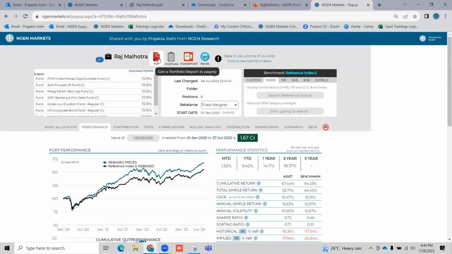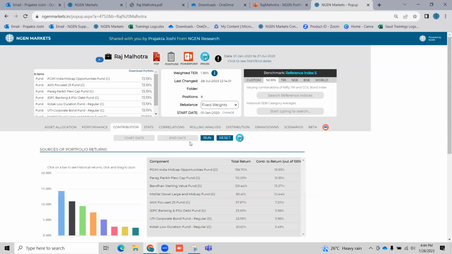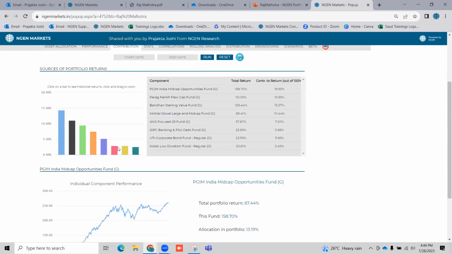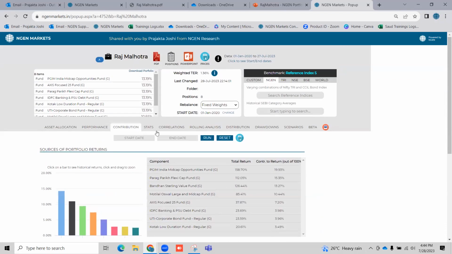He can take PDF exports from this. He can check the contribution. He can change the start date and end date and check how the contribution of the components in the portfolio changed over a time period. So all of those customizations will be there. So there's a live link that is there.